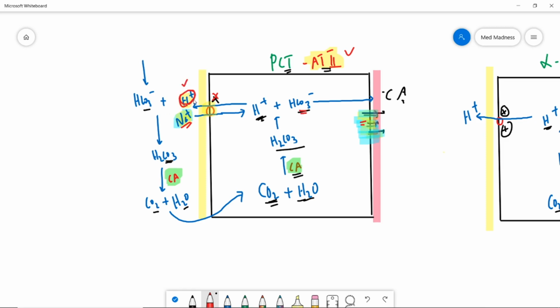The hydrogen ions are secreted into the lumen and bicarb is reabsorbed into the blood, so resulting in alkalosis. This is called contraction alkalosis. Why? Because this alkalosis happens in response to low blood pressure.